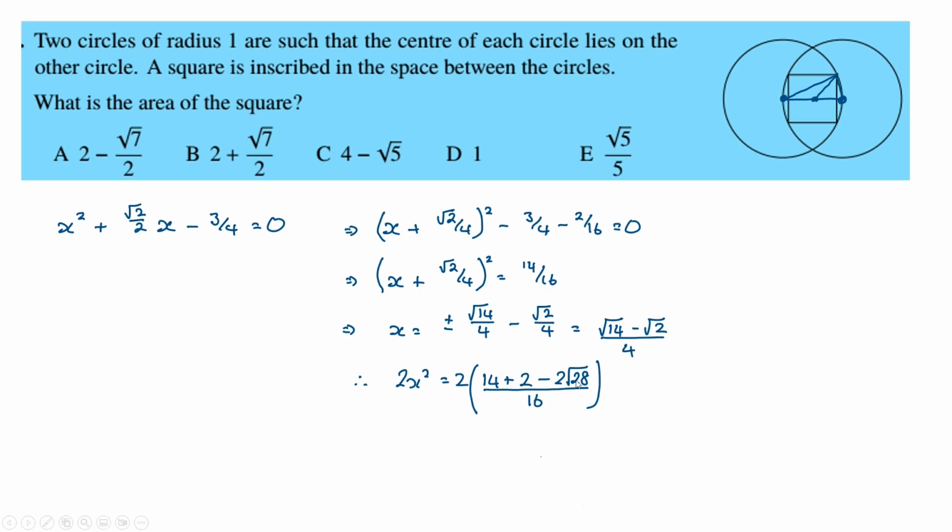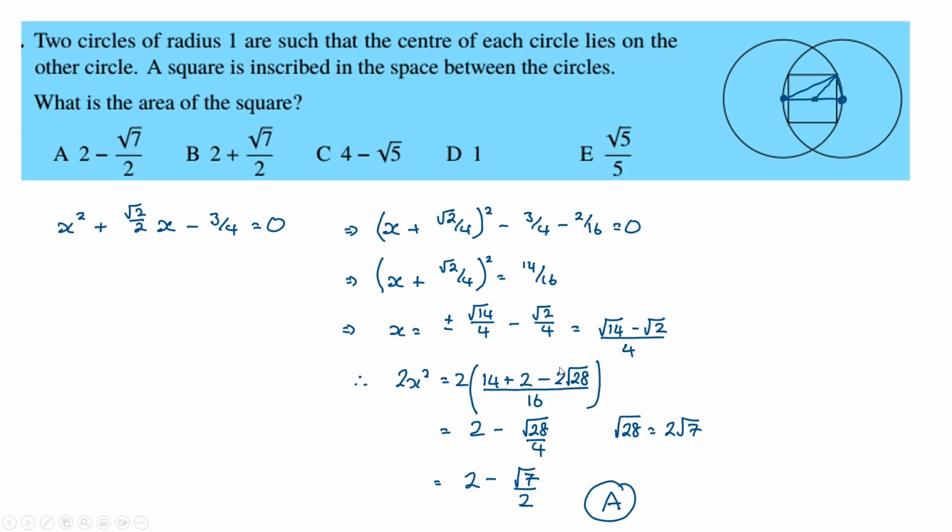Now I can see root 28, and I can kind of see some dividing by 2, and I know root 28 is 2 root 7. So again, feeling quite good here. So let's write that out. Do some cancelling. So that's 2 minus root 28 over 4. Root 28 is indeed 2 root 7. And so that goes down to 2 minus root 7 over 2. What am I trying to get? I'm trying to get the area of the square. And so therefore it's going to be answer A. Answer A is my answer here.